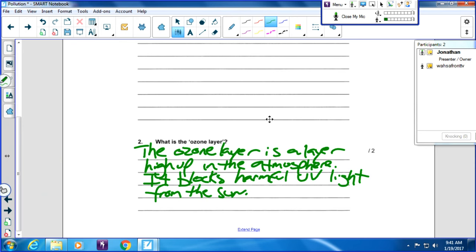So an example of a level 4 answer would be: the ozone layer is a layer high up in the atmosphere. It blocks harmful UV light coming from the sun. Okay, I state what it was. I explain why it was significant. That's what I'm looking for.